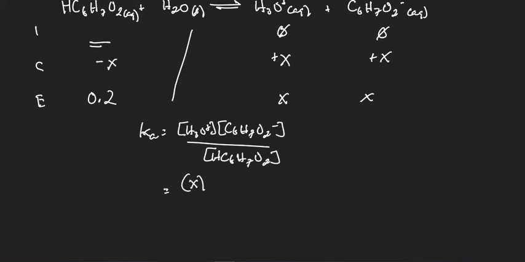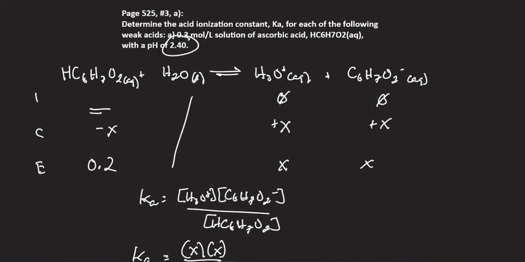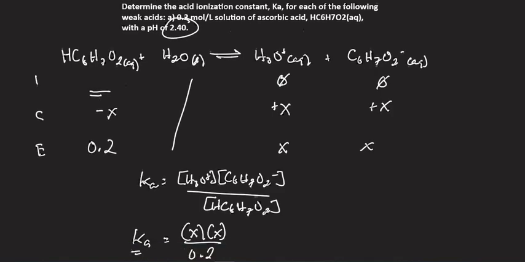So we get x squared over 0.2, and we need to figure out what our Ka is. Now we don't know what our Ka is because, of course, we're being asked for that, but we don't know what it is yet because we have to figure out what this value for x is. But the question does tell us that we have a pH, right, a pH of 2.4. That means we can figure out what the concentration of hydronium is given this pH value.